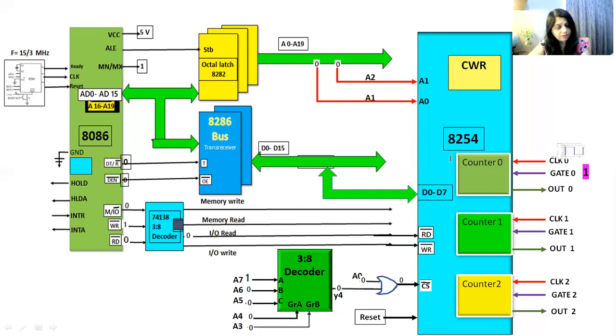Now here if multiple 8254s are available in the system, and if 8086 wants to communicate with one particular 8254, the CS bar, which is the chip select bar pin, should be 0. Now you can see here A0 address pin of 8086 is connected at the input of this OR gate.